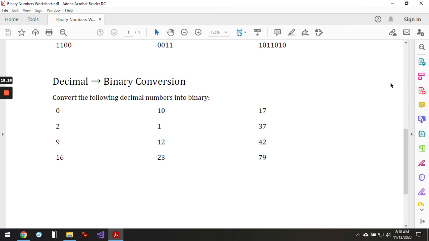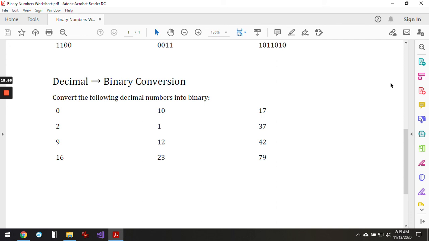Okay, 0 is 0. 2 we've already done before. 9 we did before. 1 is easy. Let's do 10. The number 10 is an 8 and a 2. Number 17 is a 16, 3 zeros, and a 1.